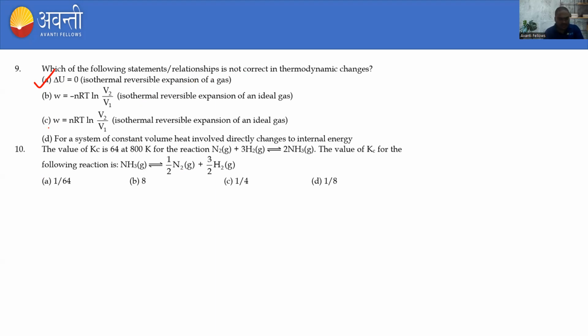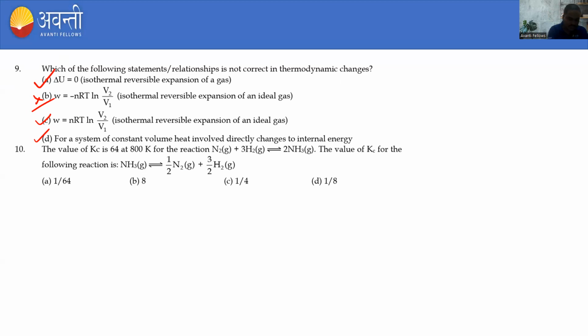Now the D option is for the system of the constant volume, heat involved directly changes into internal energy. So they're asking at a constant volume. So always remember at constant pressure, heat is called enthalpy, and at constant volume, it is internal energy. This statement is also true. And nRT ln V2 by V1, this is also true. So which statement is not true, beta? This one, right? That is option B. So option B is not correct for the given pair.